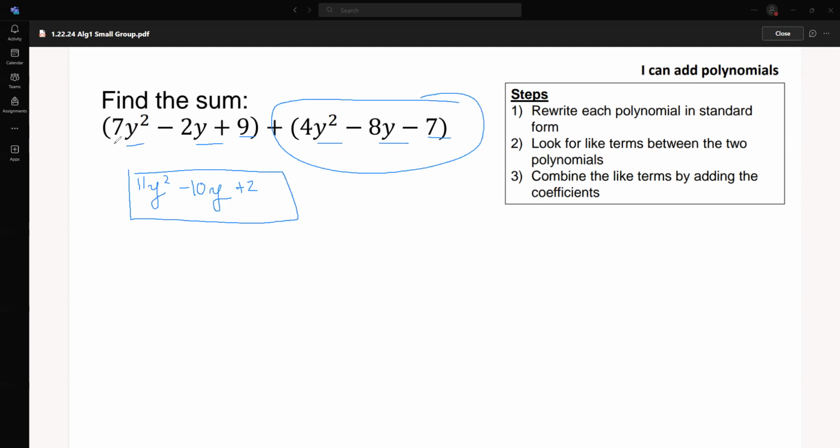So what did we do first? We went with this. This is step 2. And this is step 3.